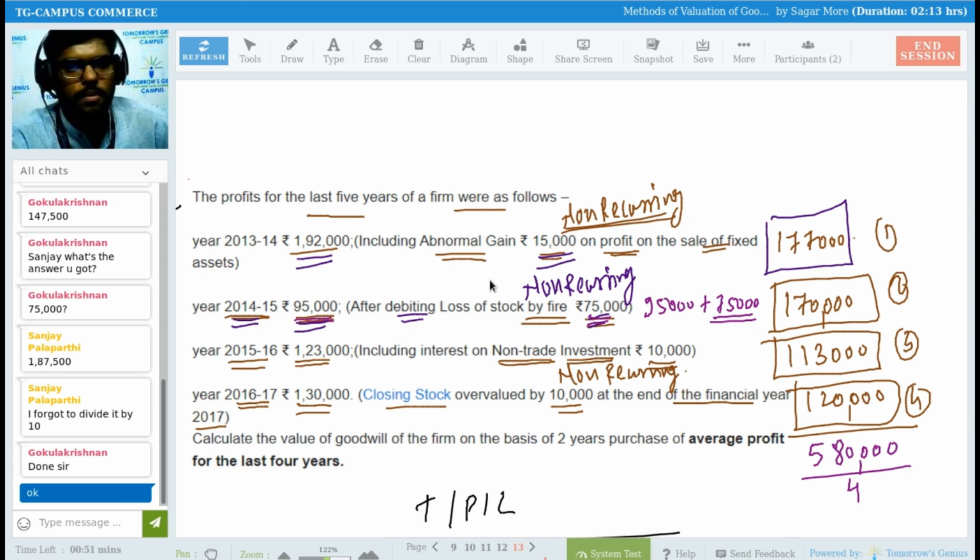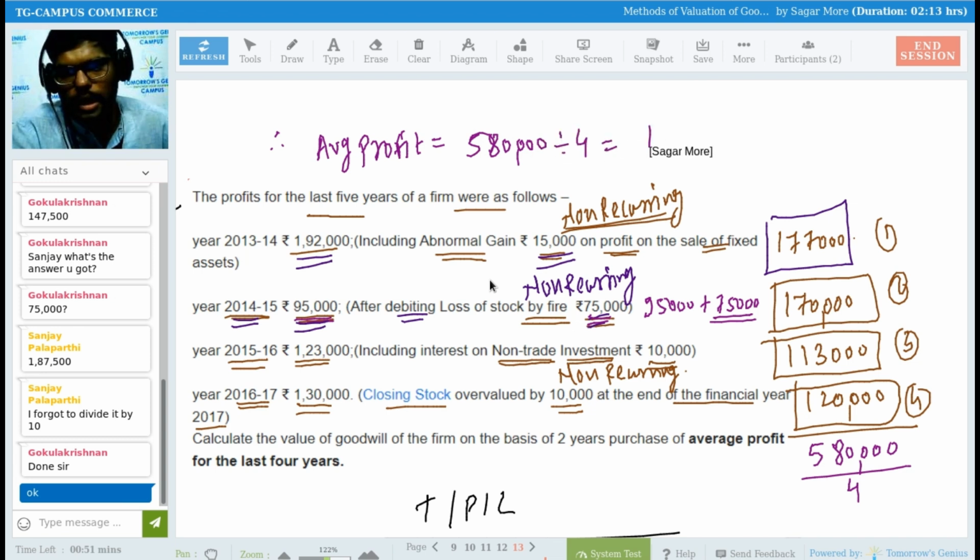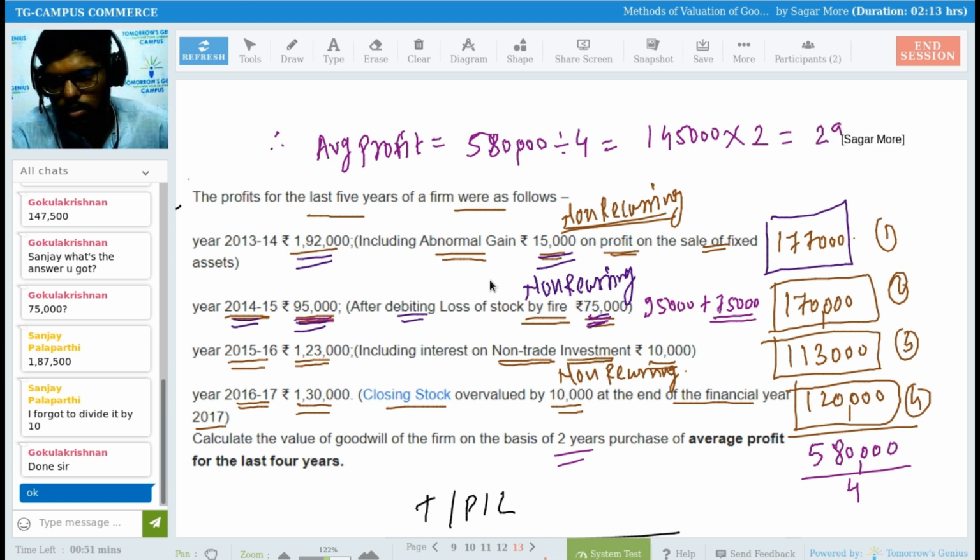Answer: 1,45,000. Average profit is equal to 5,80,000 divided by 4, so the answer is 1,45,000, right? Multiply by the number of years of purchase. The number of years of purchase is 2, right? Multiply, goodwill answer is 2,90,000. That is the correct answer. Understood? Yes, sir. Simple. Okay, good.